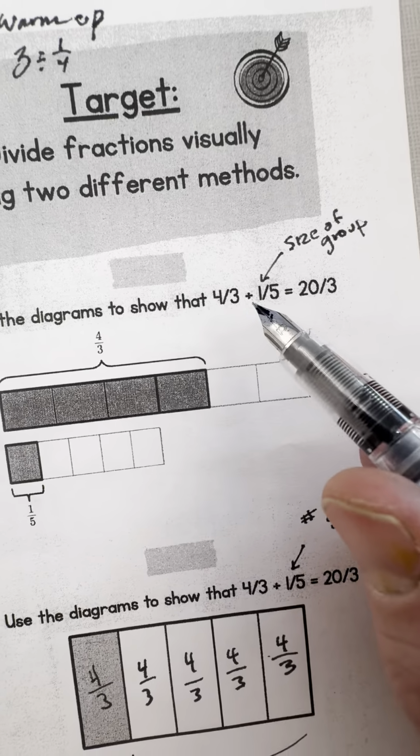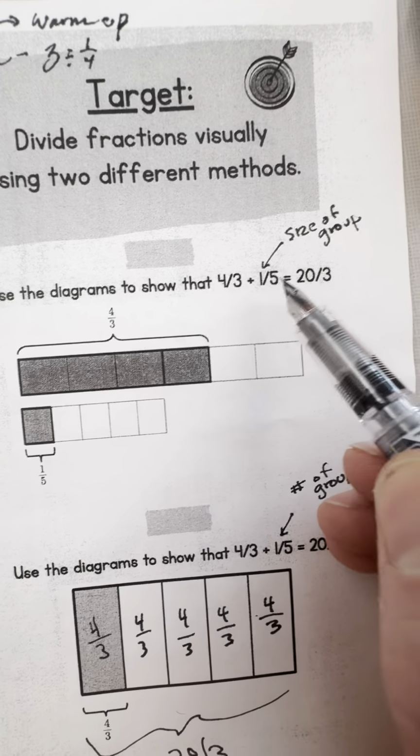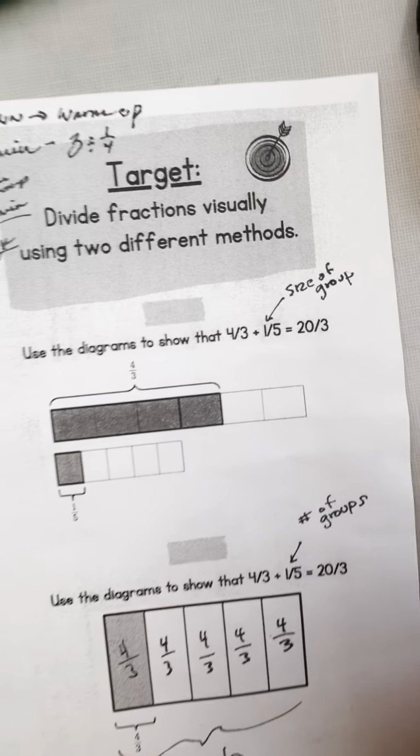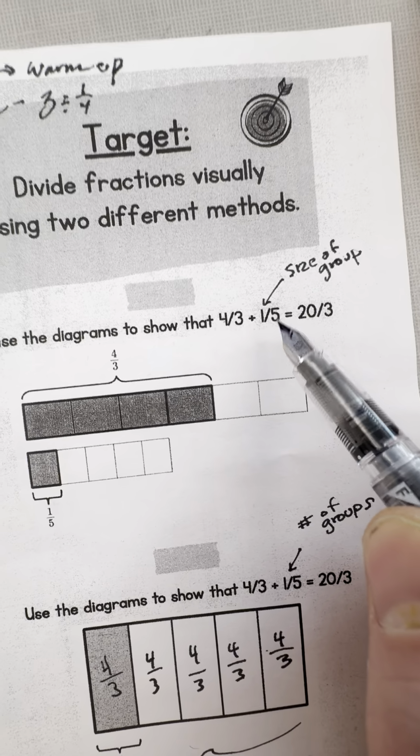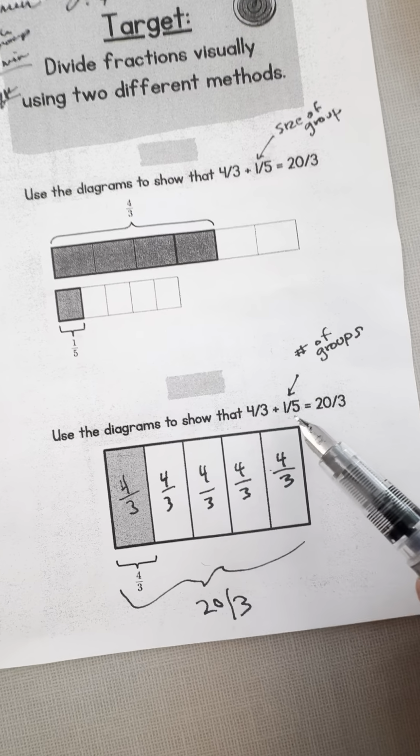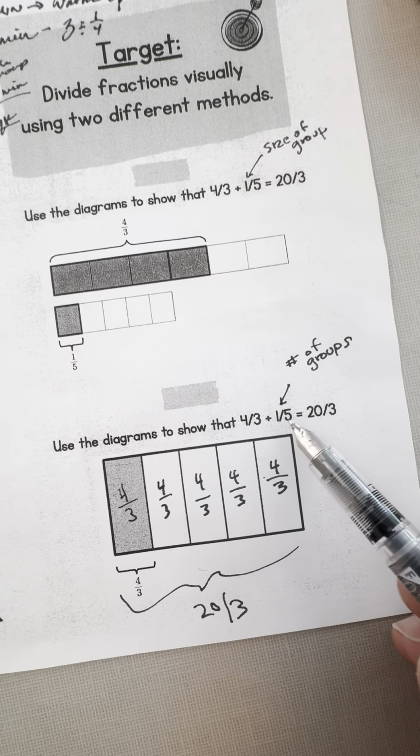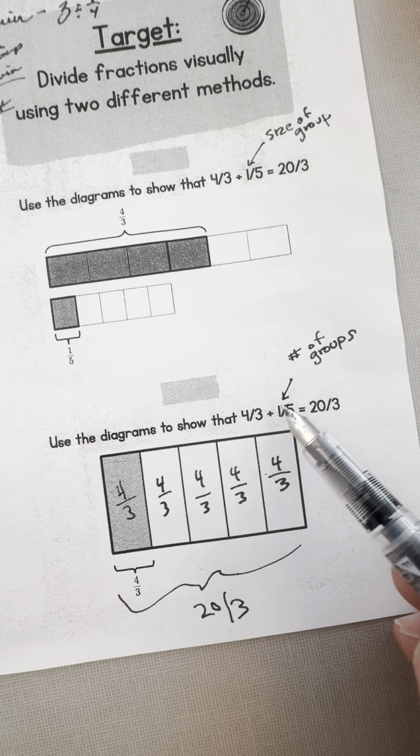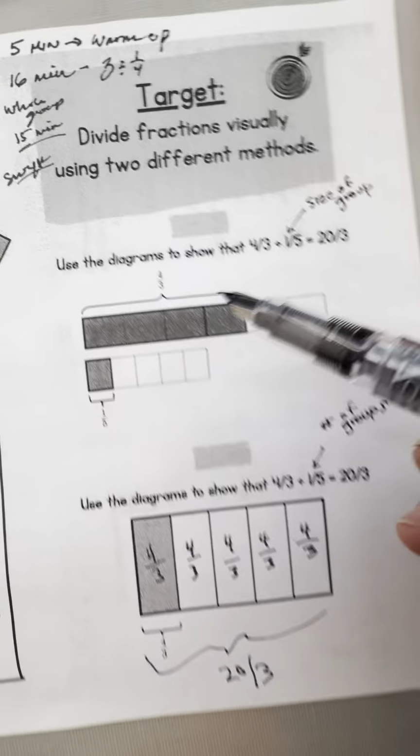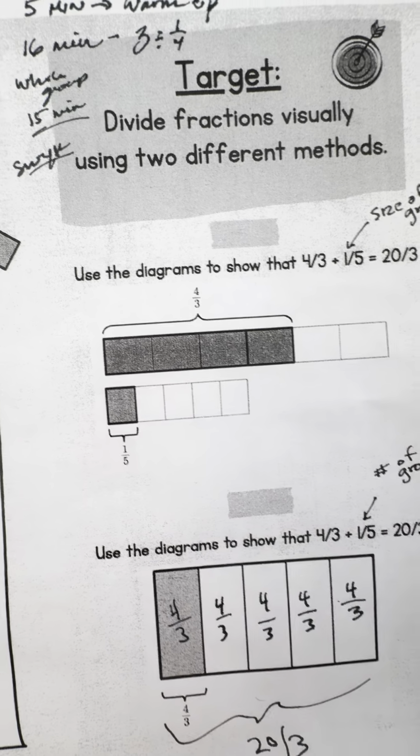In this case, 4/3 divided by 1/5, I'm thinking of 1/5 as the size of a group, and I'm asking how many times that group can fit inside 4/3. So now I'm taking the divisor and putting it inside the dividend, not like I did down here. Down here, I took the divisor and said that's the number of groups we have. We have 1/5 of a group. Up here, 1/5 is our group, and I want to count how many groups fit inside 4/3.